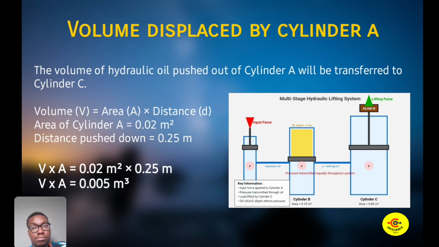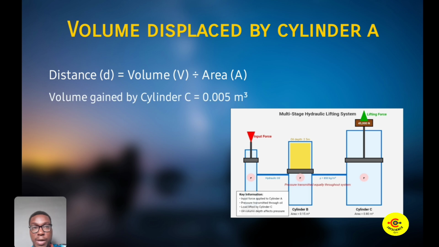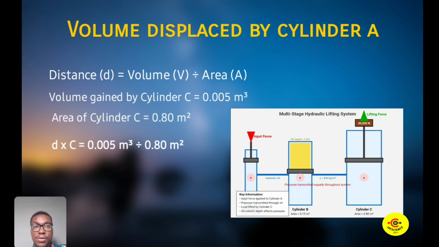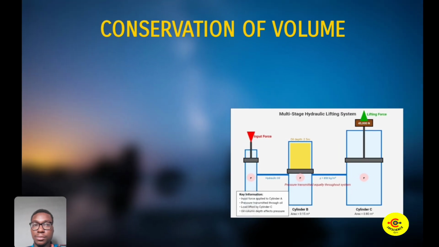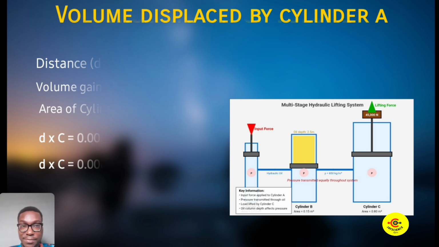That same volume must appear in cylinder C. So distance equals volume divided by area: 0.005 cubic meters divided by 0.80 square meters. That gives us 0.00625 meters. So notice how the small cylinder moves a huge distance, but the large cylinder just barely moves. That's the trade-off in the hydraulic process. You gain force, but you lose distance.